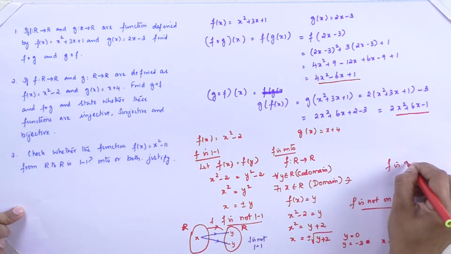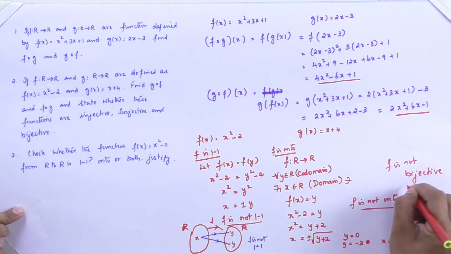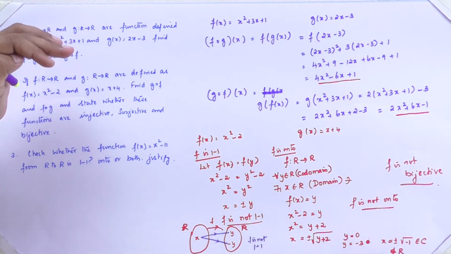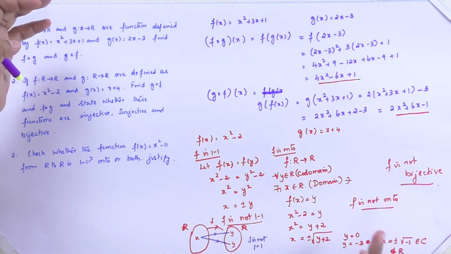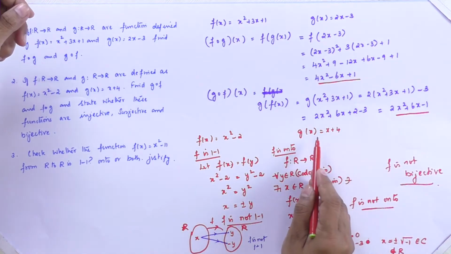Since f is not 1 to 1, and it is also not onto, we can say that f is not bijective. A function is bijective only if it is 1 to 1 and onto. In this case it is not, so it is not a bijective function. Next, we will have the function g of x is equal to x plus 4.